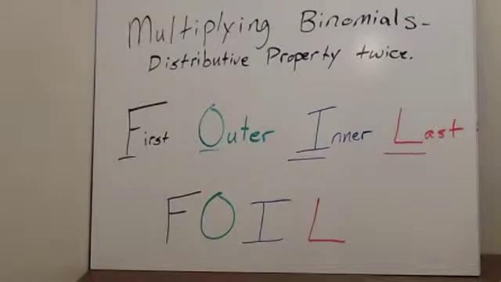Multiplying binomials is using the distributive property twice. The method we use for this, or to remember this, is FOIL, or first, outer, inner, and last.